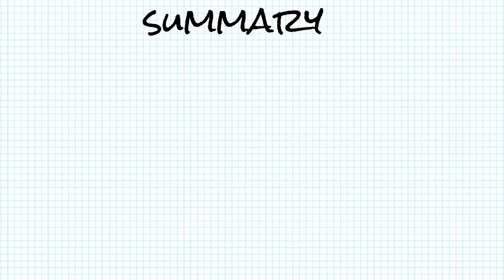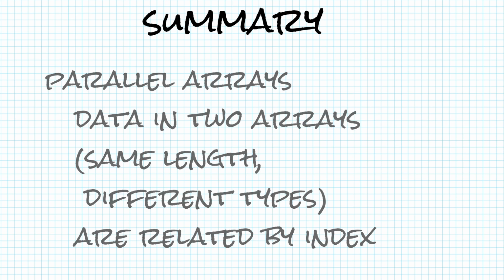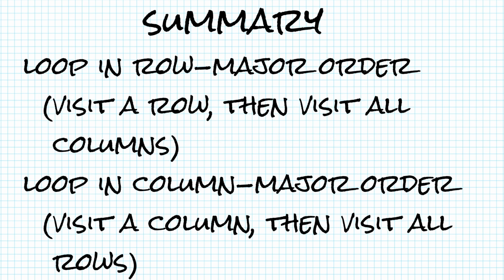In this video, we looked at parallel arrays, in which data in two same-length arrays, usually of different types, is related by the index of the elements. We then looked at two-dimensional arrays, in which data of the same type is stored in arrays that are themselves stored in an array. We looked at how to loop over two-dimensional arrays in both row major and column major order.